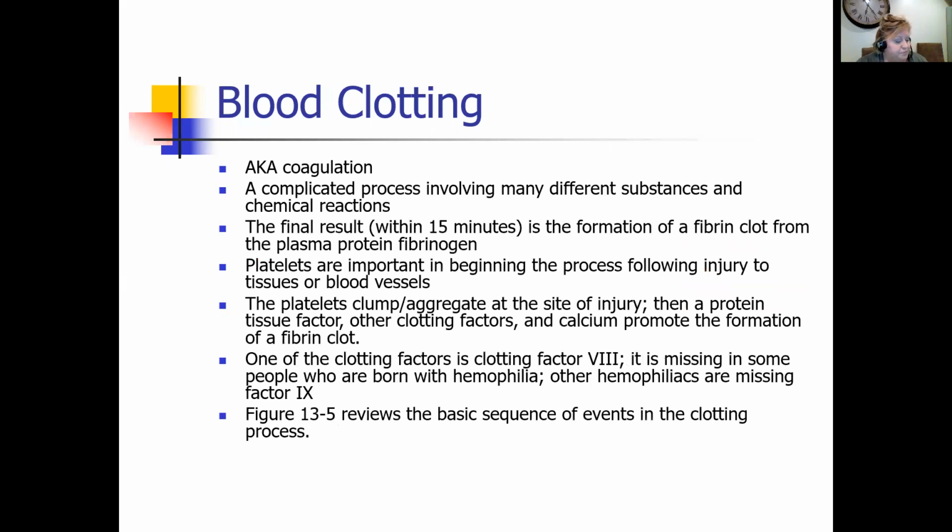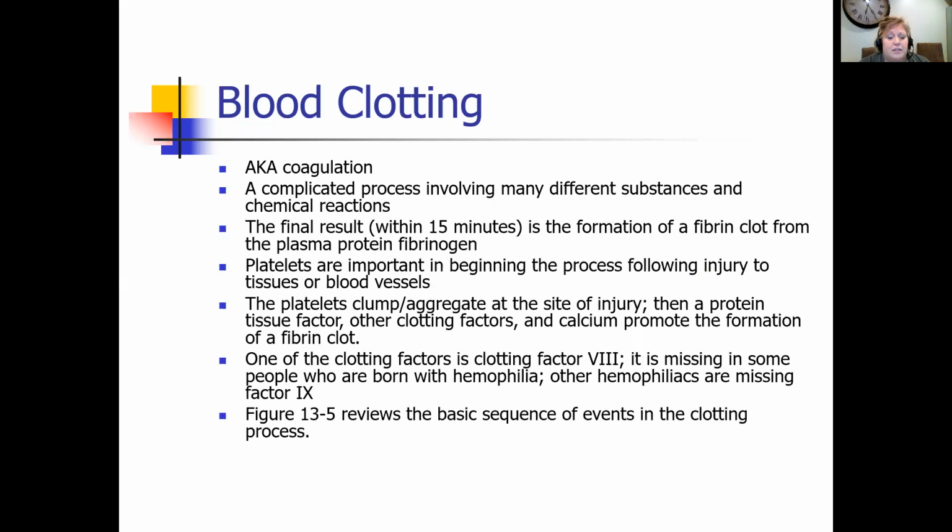Blood clotting, also known as coagulation. This is a complicated process involving many different substances and chemical reactions within the blood. The final result within 15 minutes is the formation of a fibrin clot from the plasma protein fibrinogen. And platelets are also important along with fibrinogen in beginning the process following injury to tissues or blood vessels.